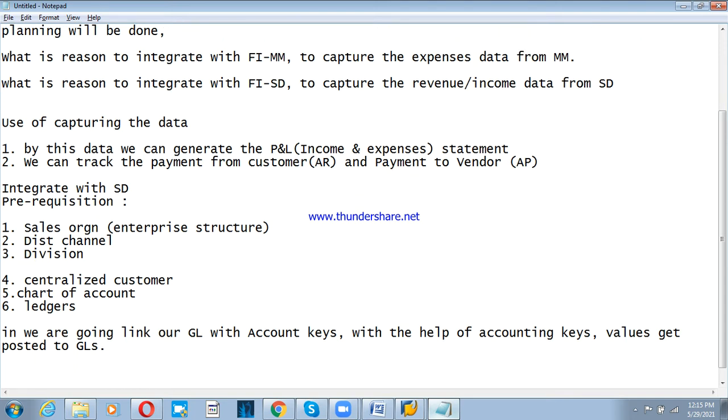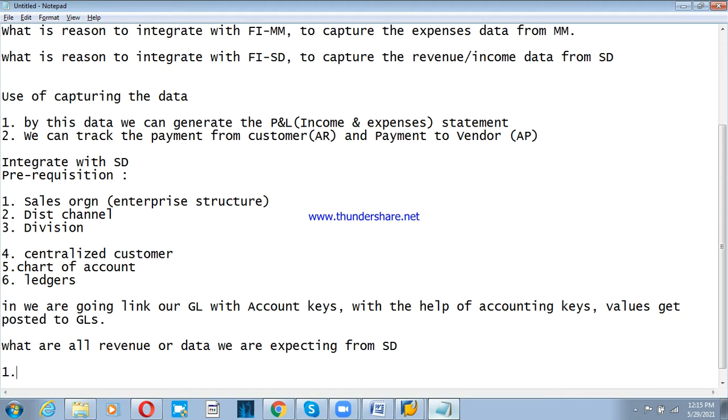Then what are the revenues we are expecting from sales and distribution? What are all the revenue or data we are expecting from this department? So the first one, we require revenue, right? Sales revenue. We require sales revenue.